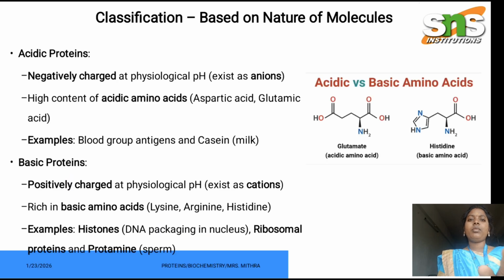So these are all about the acidic and basic forms of protein, and this comes under the nature of molecules. So how the proteins exist in nature, whether acidic or basic, and this is the last classification of protein.